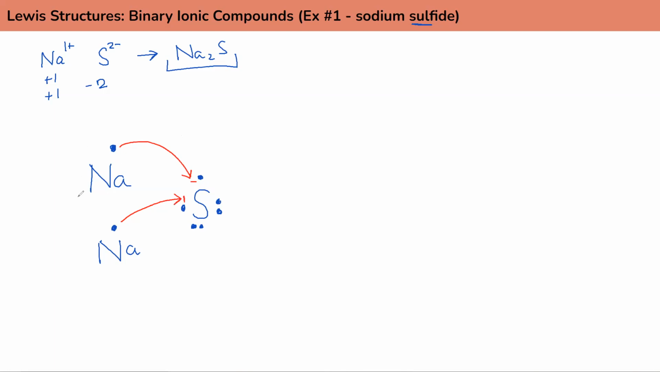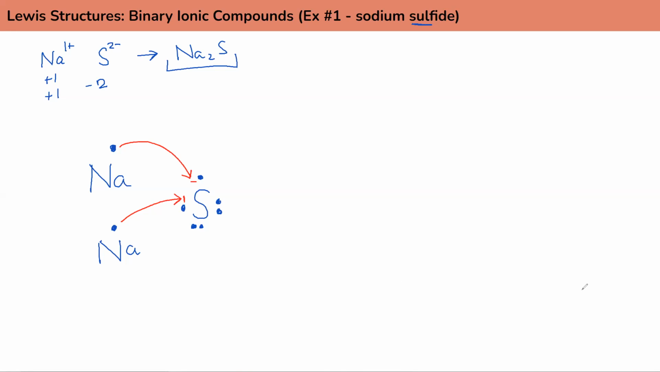So this is combining the first 2 steps. Step 1 is drawing the electron dot diagrams. Step 2 is showing the transfer. So an arrow implies the transfer of electrons. The final step is to clean it up.